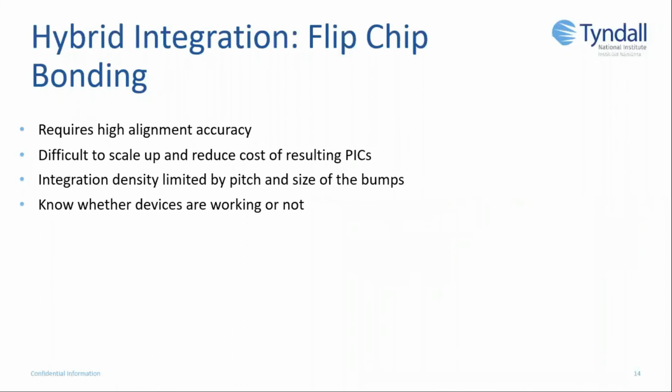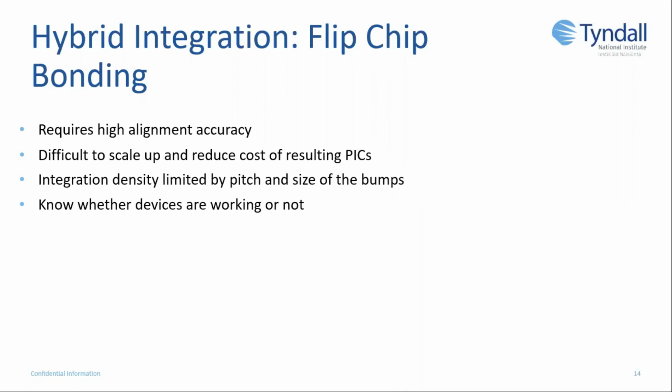So there's advantages and disadvantages to flip chip bonding. So again, just like with micro transfer printing, flip chip bonding requires a high alignment accuracy. So, if you misalign in any way, this could affect the performance of your overall PIC. So just like microtransfer printing, you generally require alignment marks to make sure that the chip is correctly aligned with your silicon chip. And as a result of the alignment limitations, it can be difficult therefore to scale up and reduce the cost of the PICs.